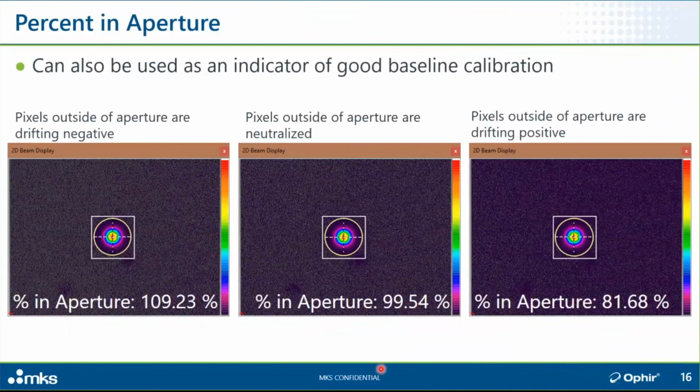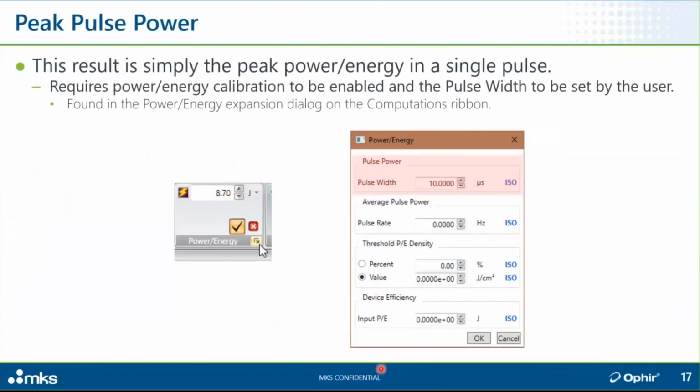So a couple different options to be able to ensure that you do that. That's because it is such a critical part of the measurement. Next we have peak pulse power, and this is just simply the peak power energy in a single pulse. It requires a power and energy calibration to be enabled, either with an Ophir power meter or a manual power calibration, and then you also need to set the pulse width. That's done by the user.